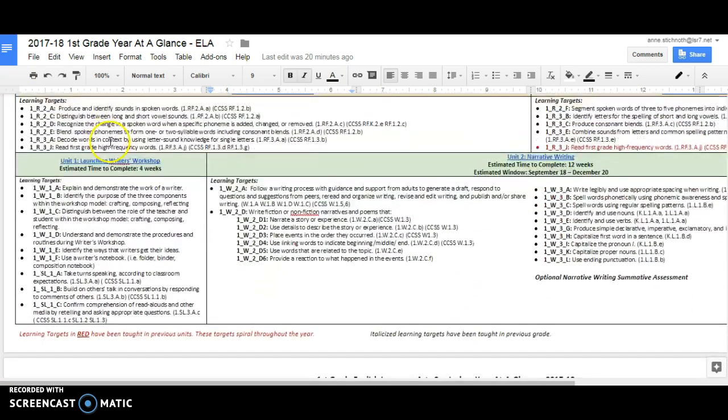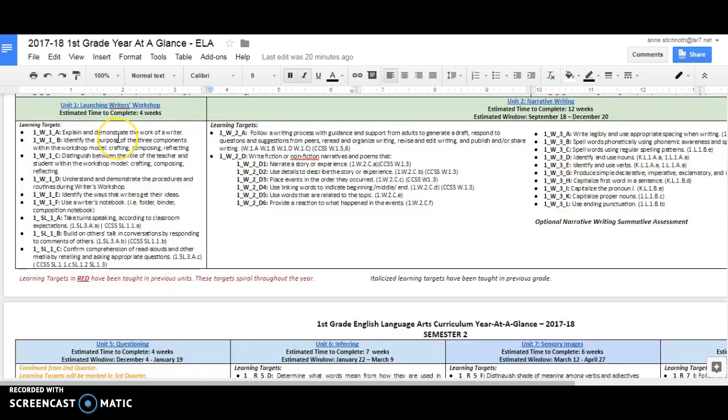When we look at writing, it remains similar as well. Writing units remain the same. Each grade level begins with a launching Writer's Workshop unit and is followed by a unit of study organized by type of writing: narrative, informational, and opinion argument.